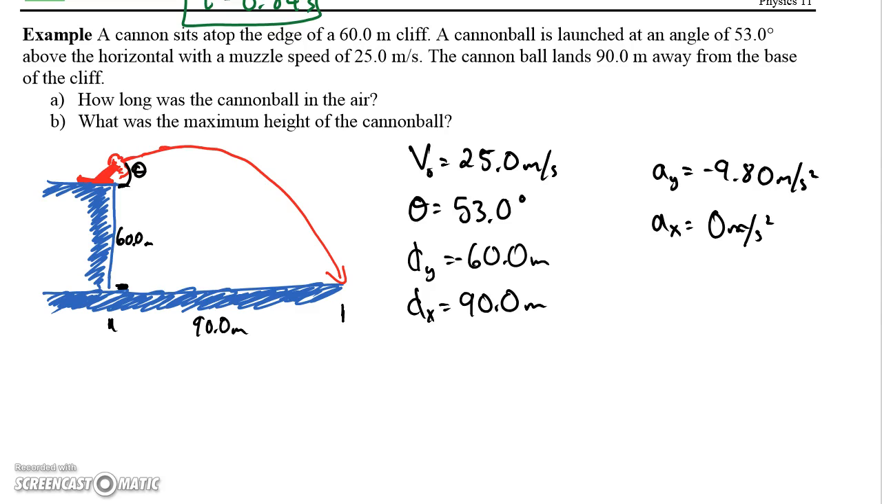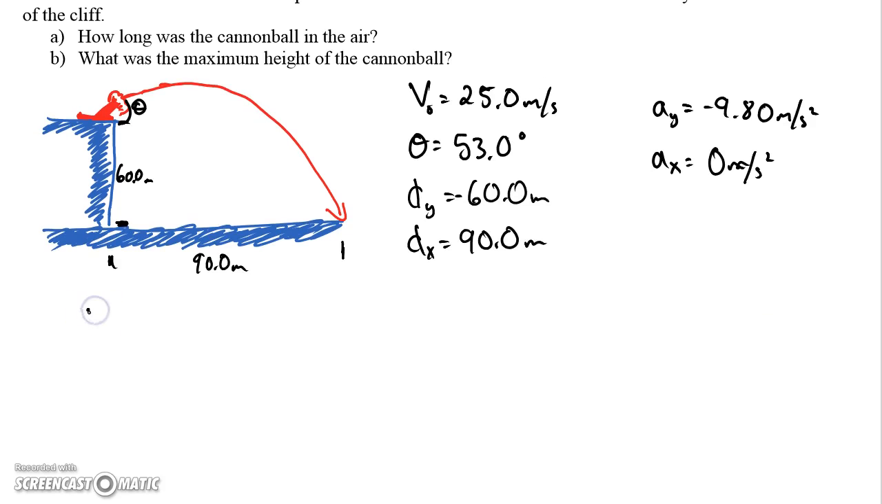And we want to know how long it was in the air and what was the maximum height that it achieved. There are lots of different ways that we can solve this problem. I'll show you a couple of different ones, but again, for angled projectile problems, step 1 is always to find v naught x and v naught y. Let's make sure we've got our givens and they're correct before we do any calculations. We've got a nice diagram here, a cannonball off the top of a cliff, 60 meters high, 90 meters away. And we've got all of our givens.